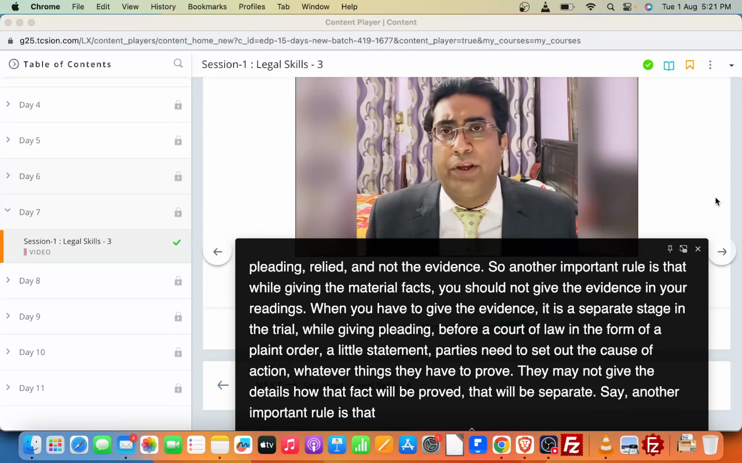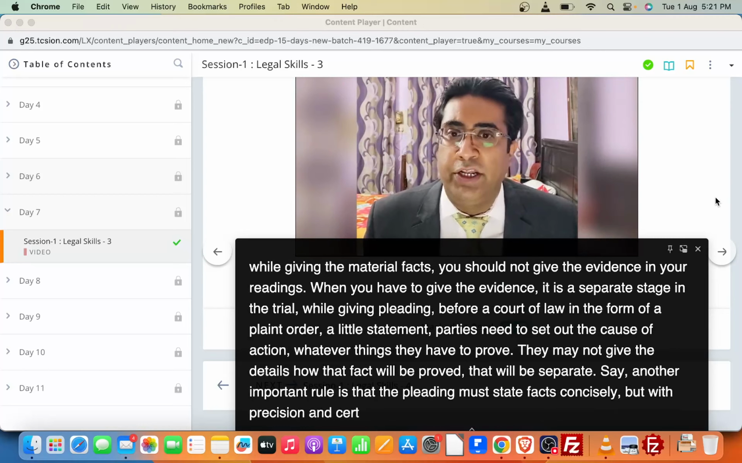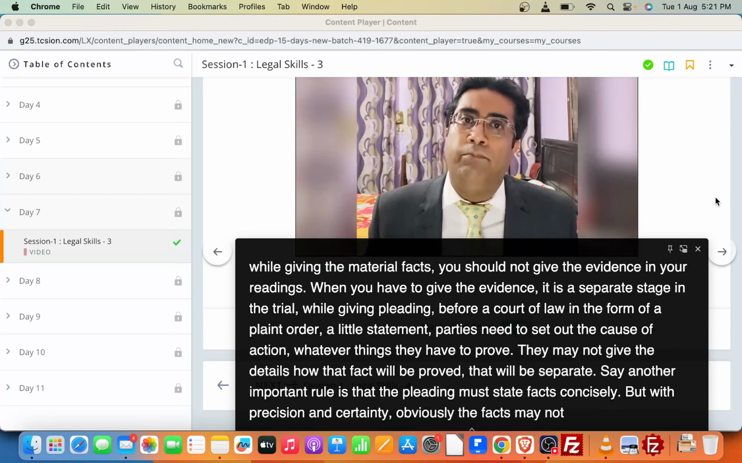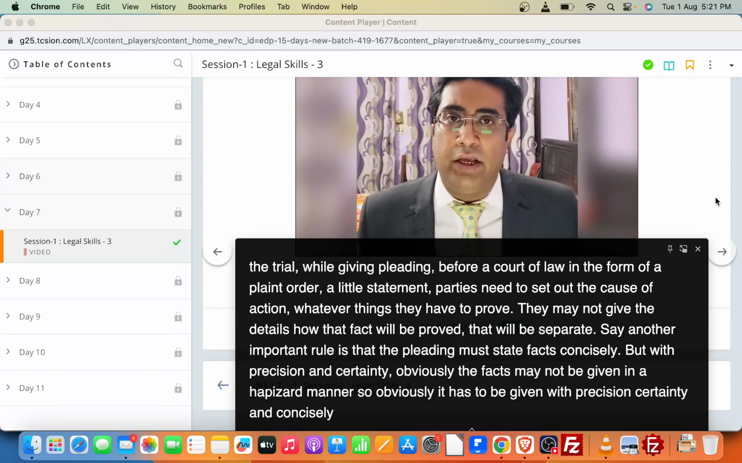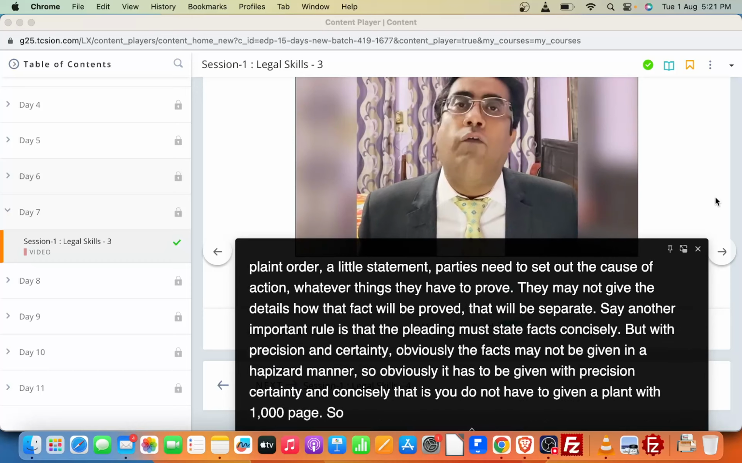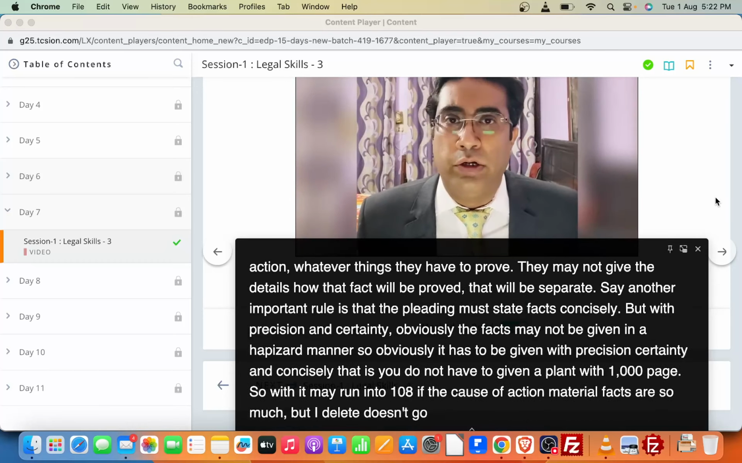Another important rule is that the pleading must state facts concisely but with precision and certainty. Obviously, the facts may not be given in a haphazard manner, so they have to be given with precision, certainty, and concisely. That is, you do not have to give a plaint of 1000 pages. Obviously, it may run into 1000 pages if the material facts of the cause of action are so many, but ideally it doesn't go in that fashion.